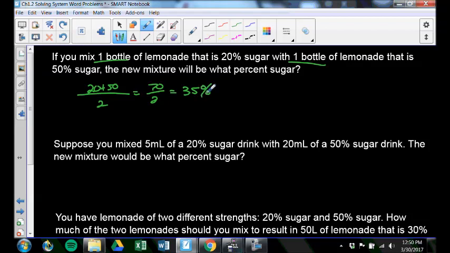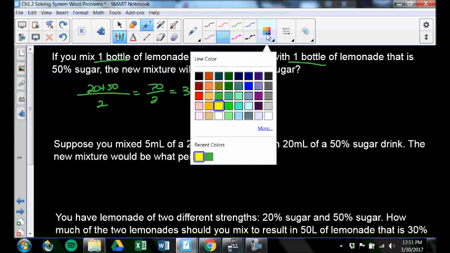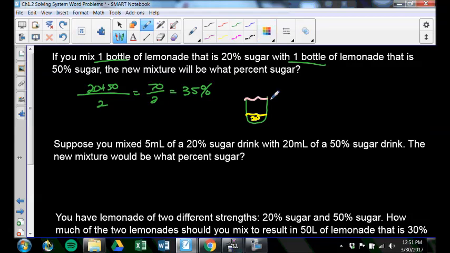So let me see if I can illustrate that better. Here, gosh, it's an awful, awful bottle. So I'm just going to pretend like it's a beaker. You know, I'm going to talk about science. Here's a beaker. And this was 20% sugar, meaning it was also 80% other stuff. Maybe water, who knows. We'll say 80% other stuff.